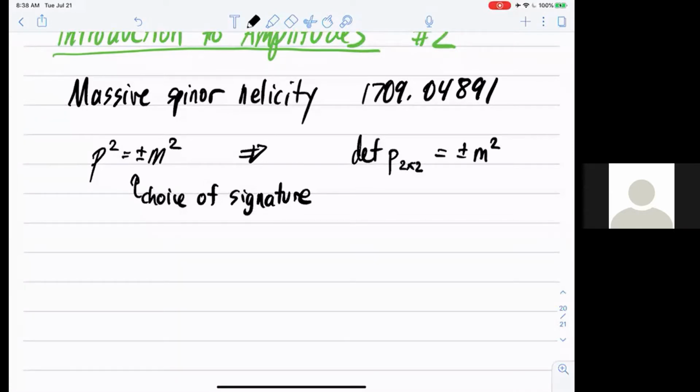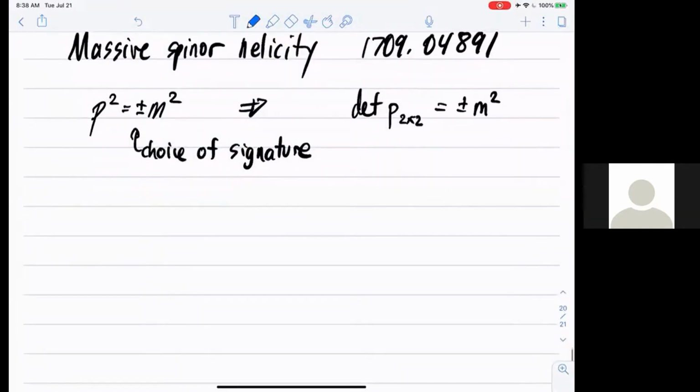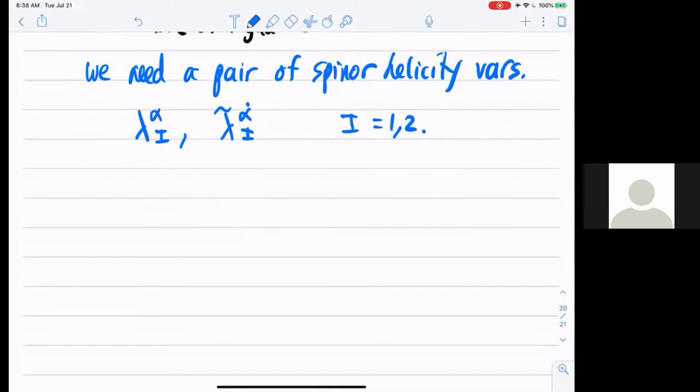Now when we write the momentum four-vector as a 2x2 matrix, as we did last time, instead of saying that the determinant should be zero, it should be non-zero, plus or minus m squared. So this means the 2x2 matrix has rank 2, not rank 1 like in the massless case. So we can no longer decompose it in terms of a single spinor helicity variable. Instead, we need a pair of spinor helicity variables, which we'll denote lambda alpha I and lambda tilde alpha dot I, where I now runs from 1 to 2. Alpha and alpha dot, just like last time, are indices in the SU2 left and SU2 right subgroups of the four-dimensional Lorentz algebra.